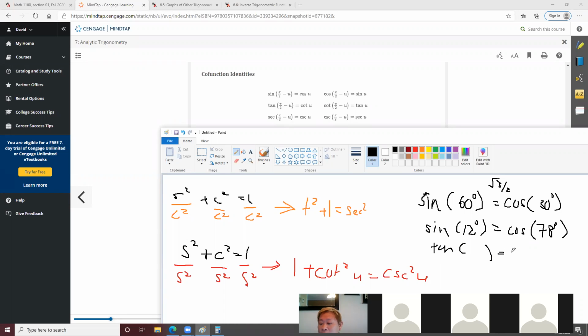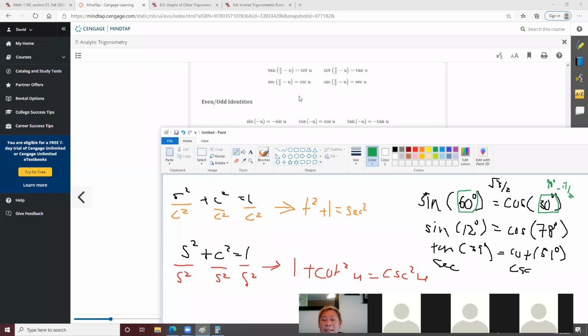Tangent and cotangent share the same thing. So cotangent of 51 degrees is the same thing as tangent 39 degrees. Same thing with secant and cosecant. So this is what we call the co-function identity, means that if you take this sine and this cosine angles and add them up and you get 90 degrees, or pi over 2 in radians, they have exactly the same value. You guys all right here with the co-function?